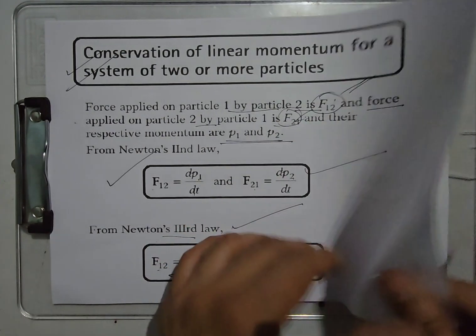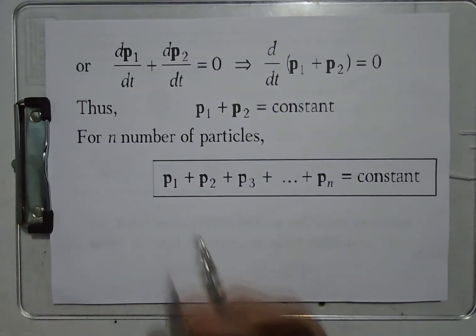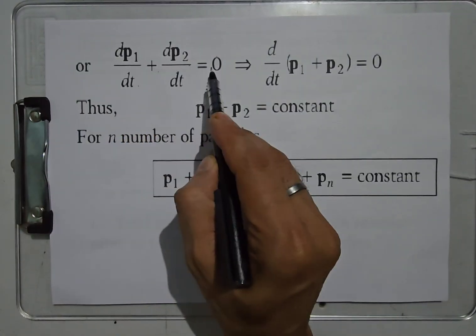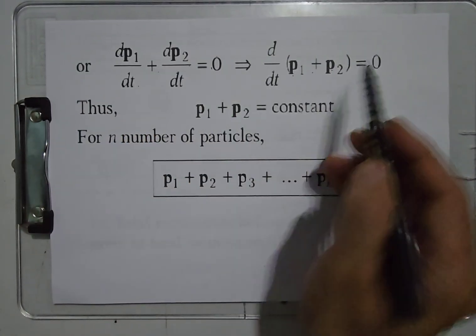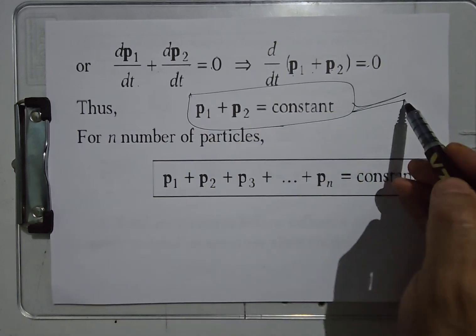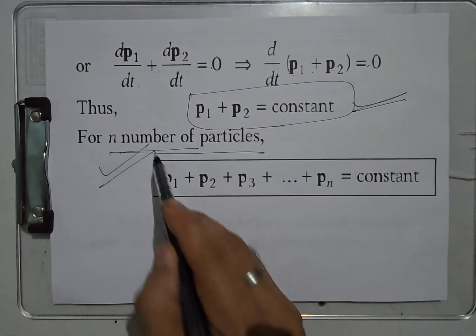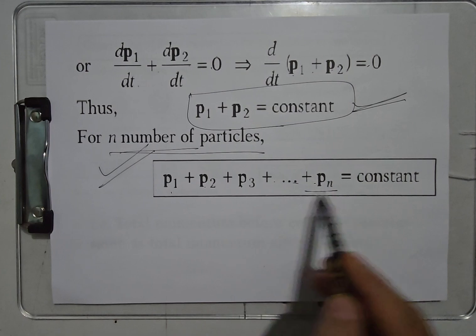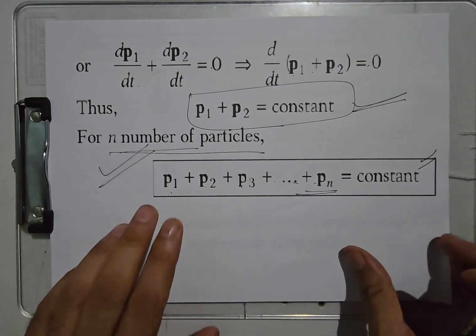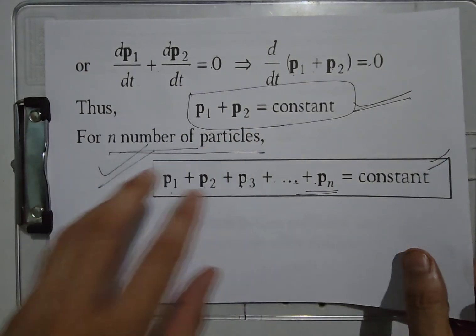So we can simply infer from this that dP1/dt plus dP2/dt is equal to 0, or you can say d(P1 plus P2)/dt is equal to 0. Finally we can say P1 plus P2 is constant. For n number of particles we can generalize this expression: P1 plus P2 plus P3 and so on, for n number of particles, is always constant. So this is nothing but the law of conservation of momentum.